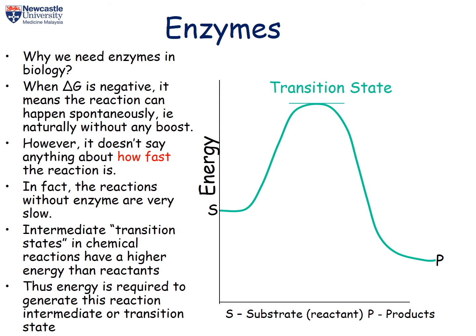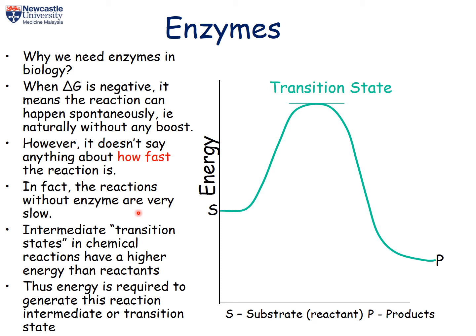Okay, then you might be asking, why do we need enzymes in biology? If delta G is negative, it means that the reaction can happen spontaneously or naturally, without the help or boost from any other components. However, it doesn't say how fast that reaction is. In fact, reactions without enzymes can be very slow. It might take hours, days, weeks, or even months to complete.